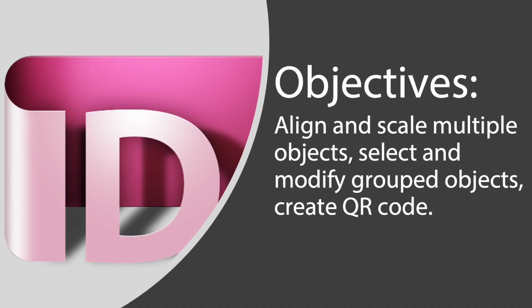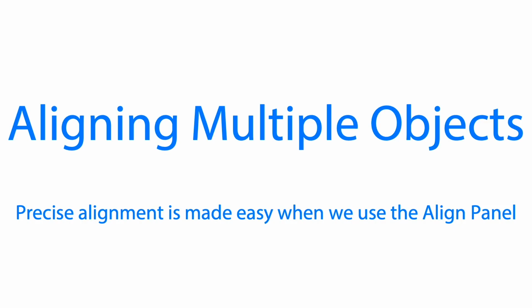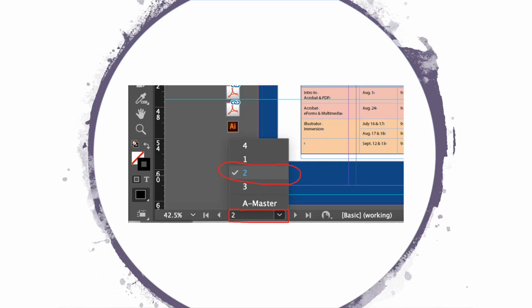The main goal for this lesson is to align and scale multiple objects, select and modify group objects, as well as create QR code. So let's begin. We'll align multiple objects in this step, and with the help of the Align panel, accurate alignments are placed. So let's go ahead and use this feature.